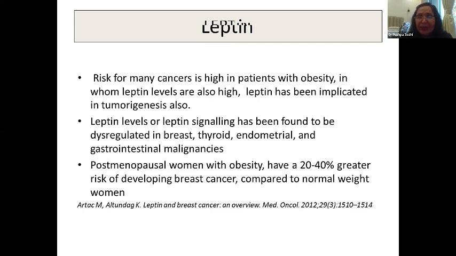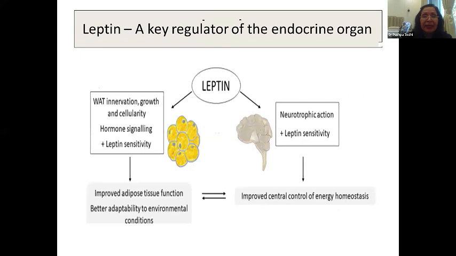Postmenopausal women with obesity have a 20 to 40% greater risk of developing breast cancer compared to normal weight women. So naturally, in these patients, the leptin levels would also be very high. So here you have leptin, which has both a central nervous system action and action through the adipocytes, and it acts by improving the central control, energy homeostasis, improved adipose tissue function, better adaptability to environmental conditions.